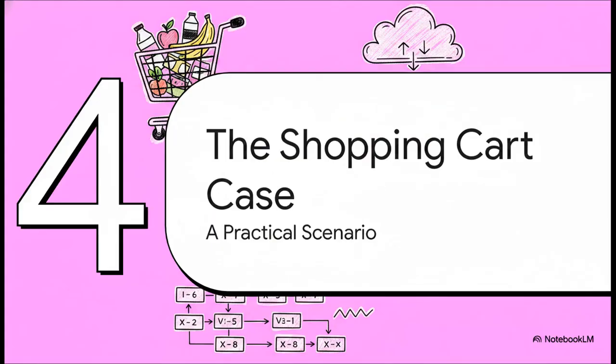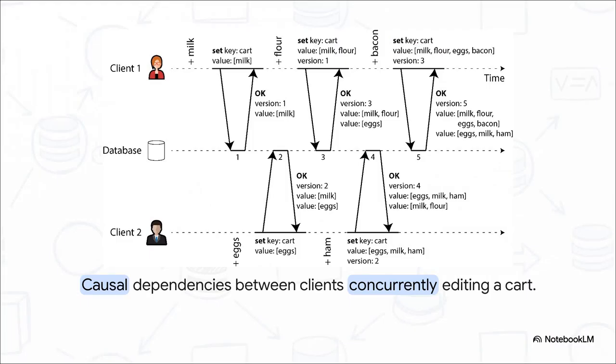Section 4. The shopping cart case. Let's apply this to a really practical, everyday scenario, an online grocery shopping cart interacting with a single database replica. First up, client 1 adds milk. The database processes this, stores it, and, this is crucial, it returns a token marking this state as version 1. Client 1 holds on to this version.